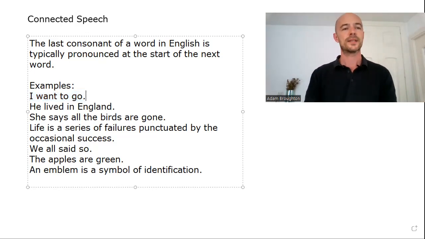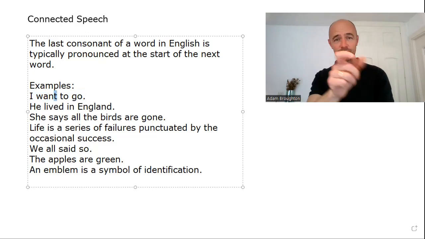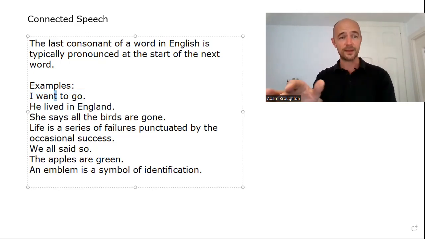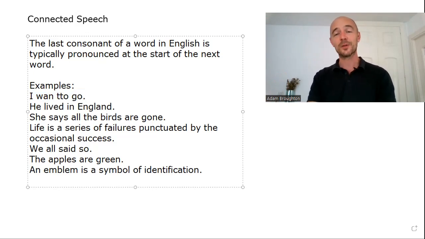So what happens is that I'm going to say this normally and try and listen to see what happens to the T at the end of want when I say this. I want to go. I want to go. So you hear that this T is almost not pronounced at all. The reason is that it's transferred to the beginning of the next word.